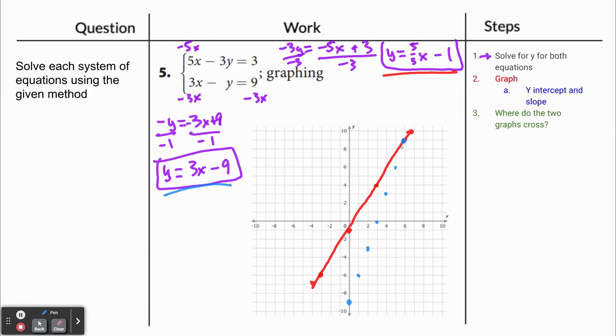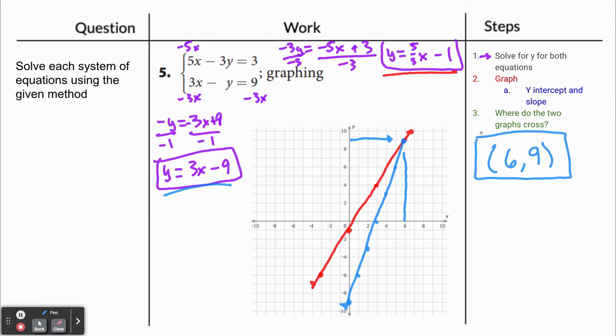And finally, we see where it crosses, which is the whole point of this. We see that it crosses at, what is that, 6, 9 here. So my final answer is 6, 9. That's where it crosses. So what I could also do is plug these values back into these equations to check my answer, and we would find that it makes both equations true.